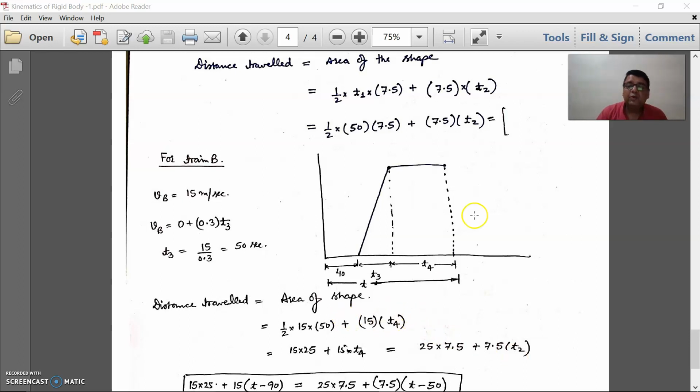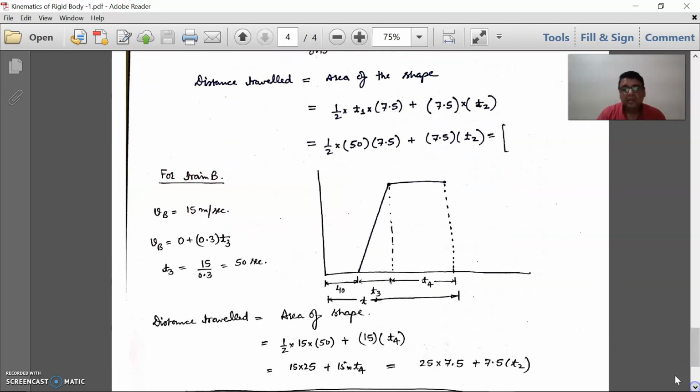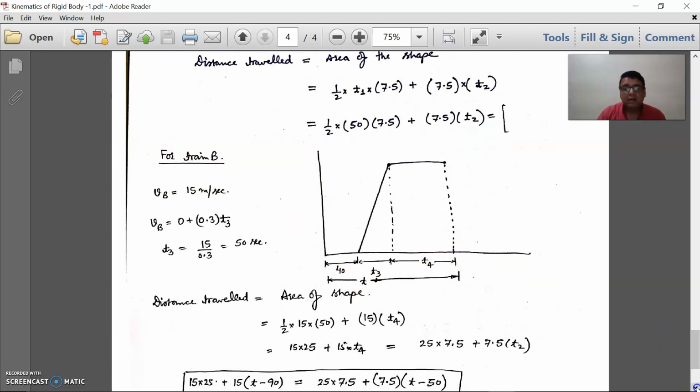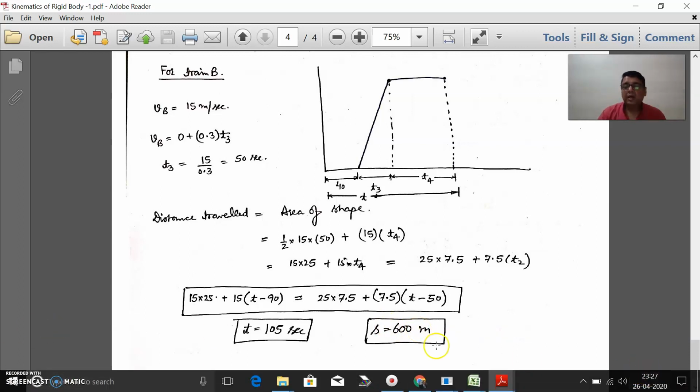Then why handle t4 and t2, two other variables? No problem. I can change the value of t2 in the form of t, and the same way I can change the value of t4 in the form of t. I changed the values and compared the two. Then I got t is equal to 105 seconds. If I substitute this 105 seconds into either equation, I get distance s is equal to 600 meters. So this is what the numerical was. Thank you.